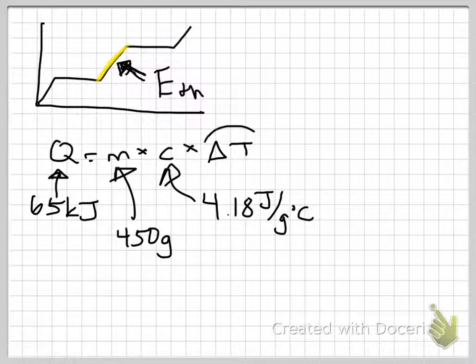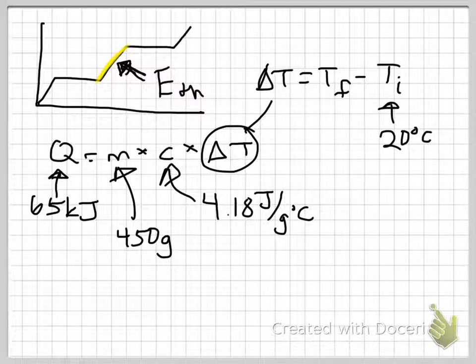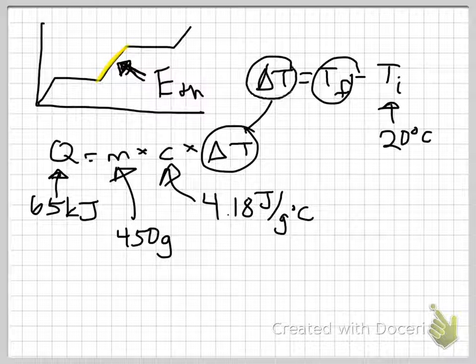Well, we have the change in temperature. Change in temperature is equal to the final temperature minus the initial temperature. It doesn't tell me the change in temperature. It tells me the initial temperature, which is 20 degrees Celsius. But in order to find the final temperature, I'm going to need to know the change in temperature. So this is my first question mark. What is the change in temperature?